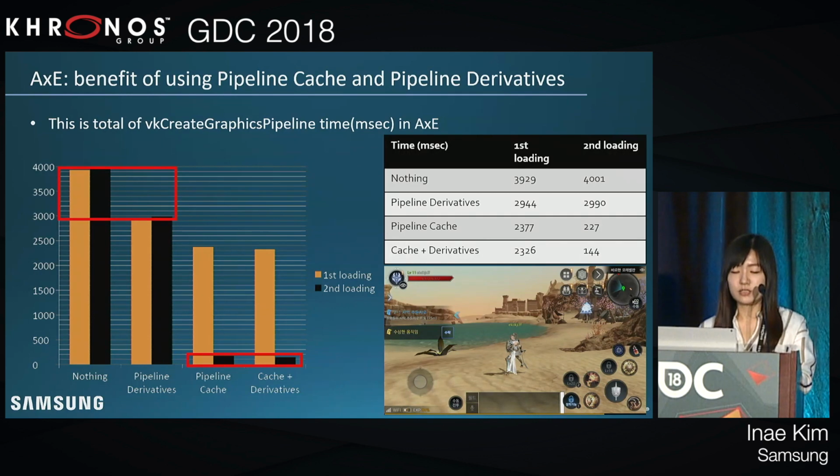In conclusion of this experiment, the pipeline cache is necessary for improving loading speed. If you can use it, you have to use it. But if you can't use the pipeline cache, pipeline derivatives can be the second choice. And if you need more improvement in loading speed, you could consider using the pipeline cache and derivatives both.